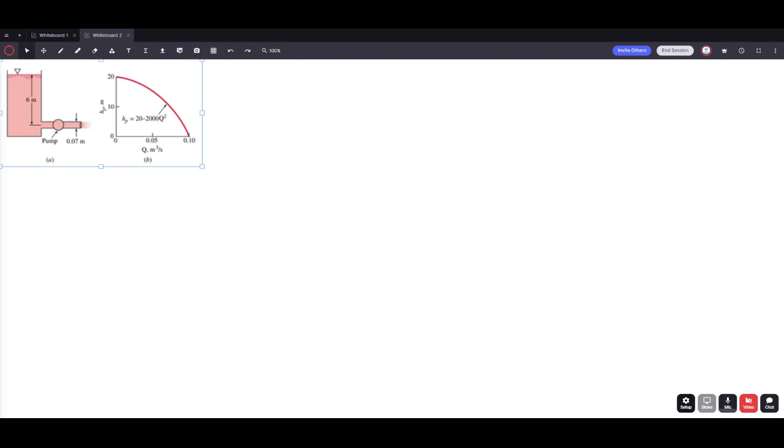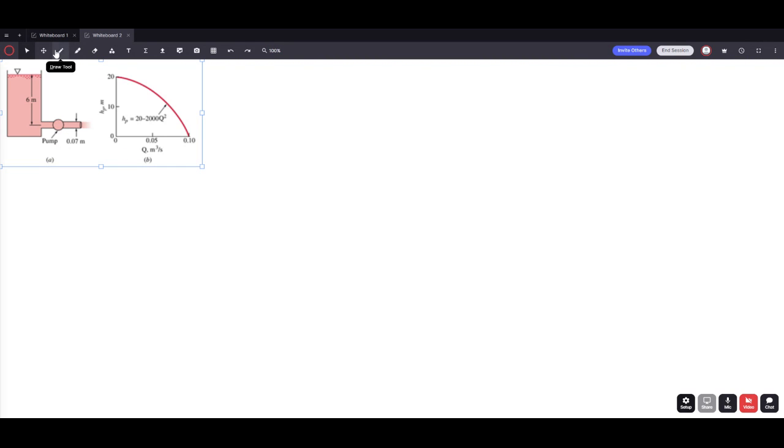So, water is pumped from the large tank shown in diagram A. Entrance to the pipe section is sharp-edged. The pipe is cast iron with a total length of 2.0 meters. Flow within the pipe is observed to be fully turbulent. The relationship between volumetric flow rate and actual head rise is provided in the pump specifications in diagram B. Determine the volumetric flow rate for the system, part A.